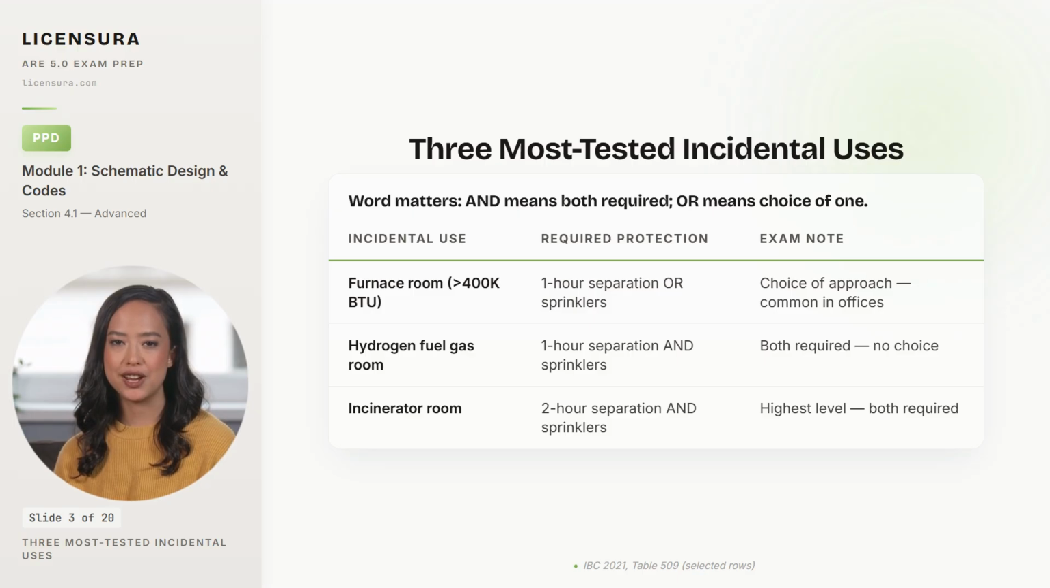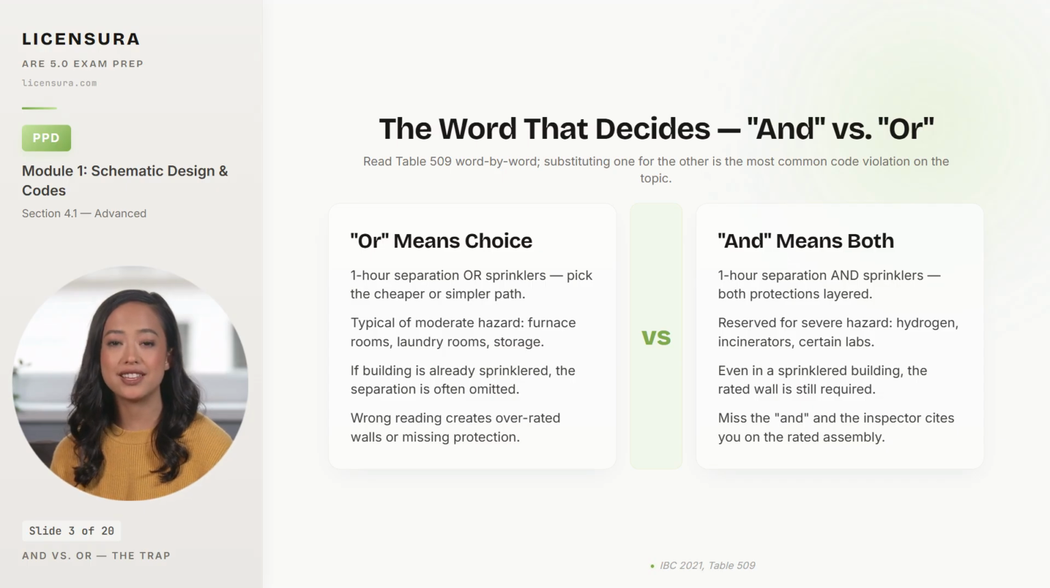An incinerator room is the most demanding case in Table 509. Two hour separation and sprinklers, both required, again, no choice. The pattern is consistent. As the hazard climbs, the choice of protection narrows and eventually disappears entirely. The single word that decides whether you choose protections or stack them is the difference between a passing answer and a fail. It is small enough to overlook on a fast read.